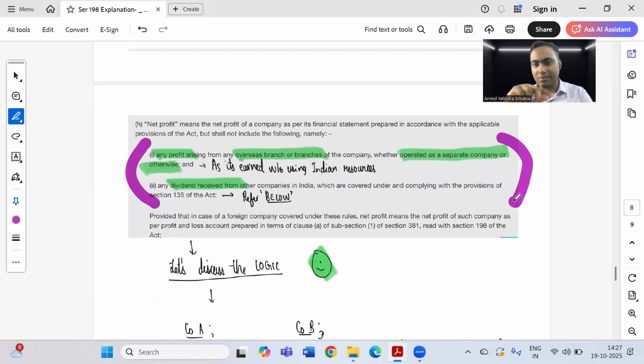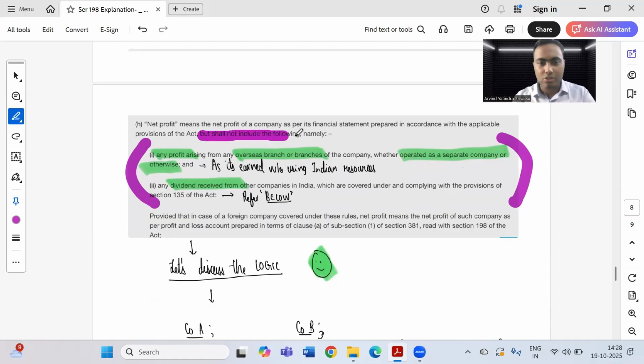Because if you go to main section 135, I have not pasted the extract here, but if you open section 135 on the MCA site or any other site like Taxmann, you will see that section 135 also says that your net profit has to be computed in accordance with section 198. Your CSR rule says that too. That is obvious, but there are two exceptions. Let us discuss the logic for these two exceptions, guys.